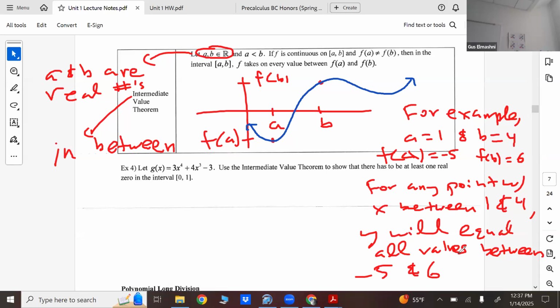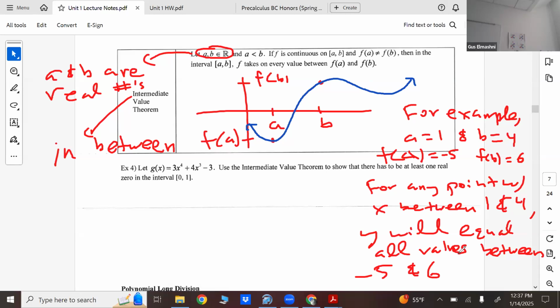Anyway. So for example, say F of A is -5 and F of B is 6. Do you see how in between 1 and 4, in between my A and B values, any Y value could be had between -5 and 6? For example, can my function equal 0 in the interval from 1 to 4? Yeah, because 0 is between -5 and 6. Can my Y value equal 5.98? Sure, because 5.98 is between -5 and 6. Now, can my Y value equal 6.2?